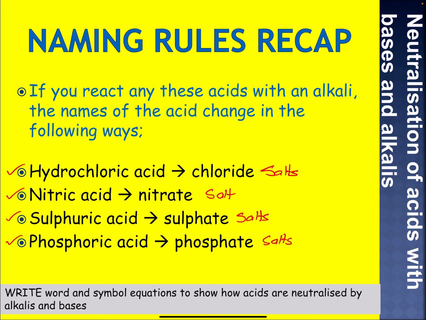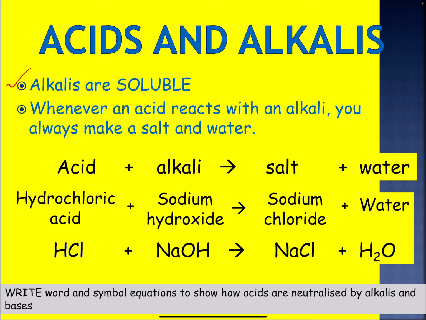Here is an equation and a few notes. So alkalis are soluble. A typical alkali is sodium hydroxide, another one is calcium hydroxide. You will have heard of calcium hydroxide as lime water, where you bubble carbon dioxide through lime water and carbon dioxide turns lime water milky. Well, lime water is calcium hydroxide. Whenever an acid reacts with an alkali, you always make a salt and water.